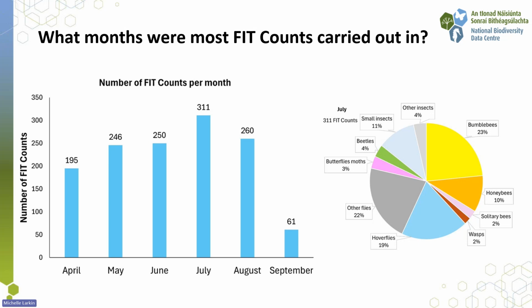This pie chart on the right hand side is a breakdown of the different groups of insects that were counted for the month of July. You can see bumblebees, hoverflies and other flies were the most common groups, which makes sense because it is the height of the active period for most of our bumblebee and hoverfly species.